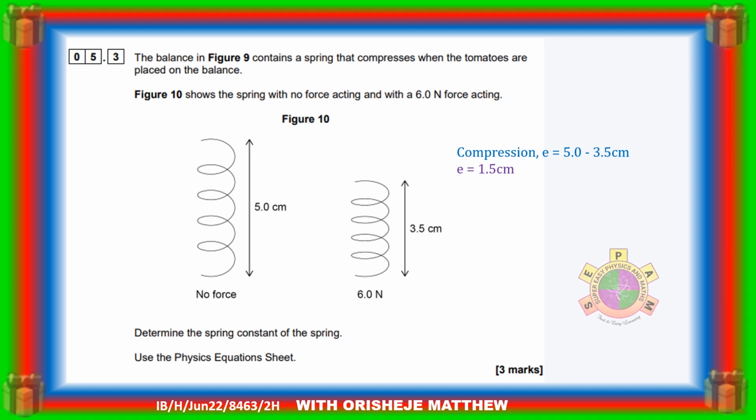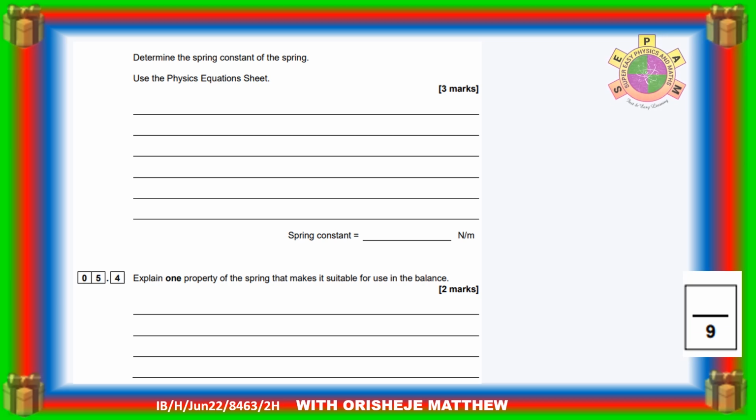Determine the spring constant of the spring. To do that, we use Hooke's law, which says that the force applied is directly proportional to the extension produced. This extension now is the compression. If you introduce that with your spring constant k, which is what we are looking for, we can substitute the values. The force that was applied on the balance is 6 Newton, which produced the compression of 1.5.